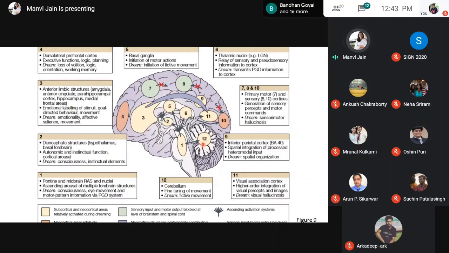Okay. So the 12th part, the cerebellum, has the role of fine tuning of movement, which is also performed in the same way in dreaming. So this was all about the physiology and how the brain comes together to bring out this function, which was also of my interest.